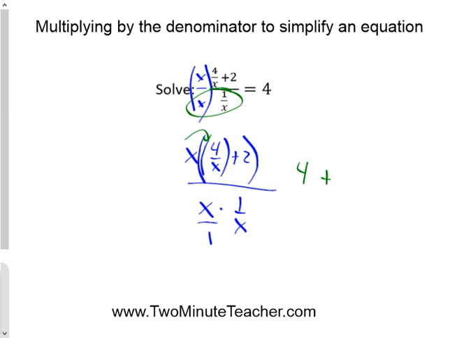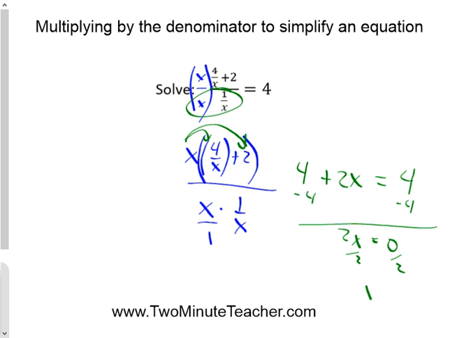And then I have plus this x has to also be multiplied here, and so it'll be 2x is equal to 4. But isn't that nice and clean? It used to be so complicated. Just by multiplying by x, the denominator, I have cleaned it all up. I'm going to subtract 4 from both sides, and I have 2x equals 0, and divide by 2 on both sides, and 0 divided by 2 is not undefined, it's just 0. So my answer is 0.